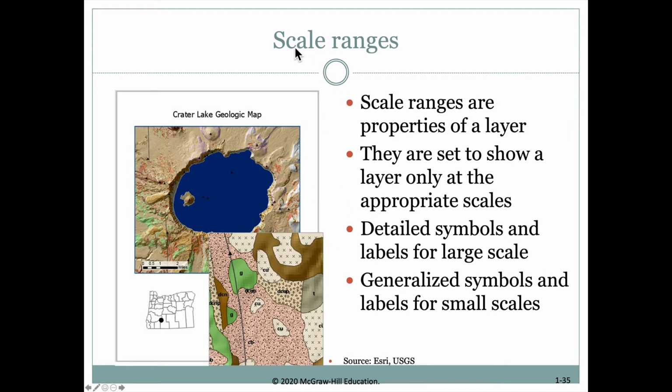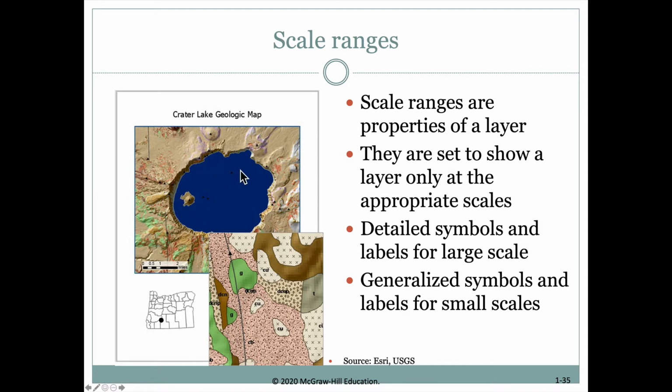Another nice thing about these different settings is that you can make scale ranges. So if you just want some things like this simplified map of Oregon to appear at certain scales as you're zooming in or zooming out, you can set what scales it appears at. It'll start appearing at the scale that you set, and it'll stop appearing at the scale that you set.